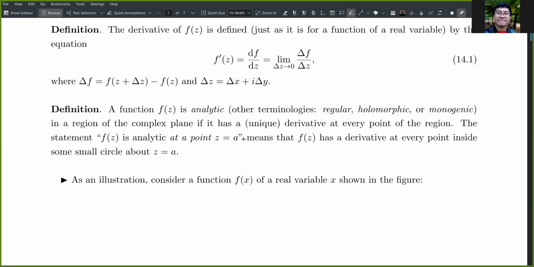Function f of z is said to be analytic, or in other terms, regular, holomorphic, or monogenic in a region of the complex plane if it has a unique derivative at every point in the region. So the statement f of z is analytic at a point z equals a means that f of z has a derivative at every point inside some small circle about z equals a.